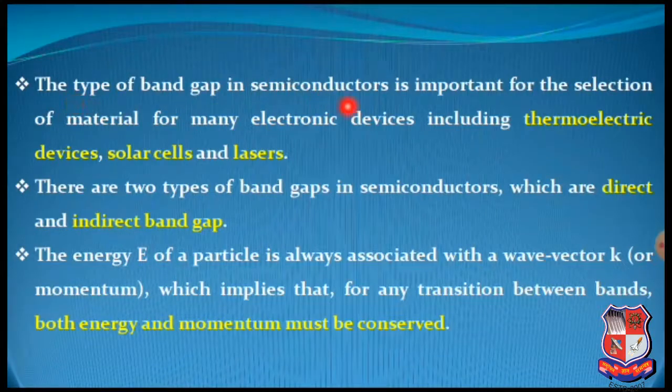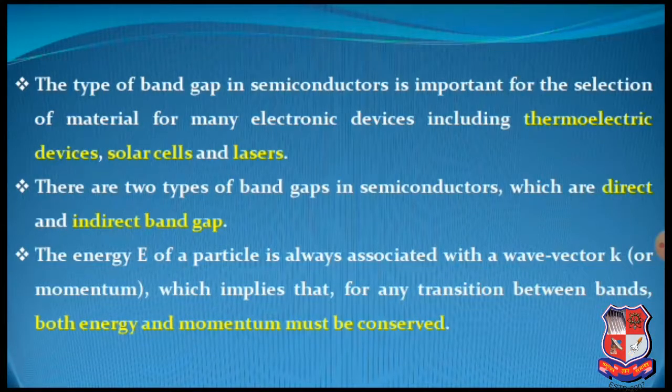The type of band gap in a semiconductor is important for the selection of material for many electronic devices, including thermoelectric devices, solar cells and lasers. There are two types of band gaps in a semiconductor, which are direct and indirect band gap. The energy E of a particle is always associated with a wave vector k or momentum, which implies that for any transition between bands, both energy and momentum must be conserved.